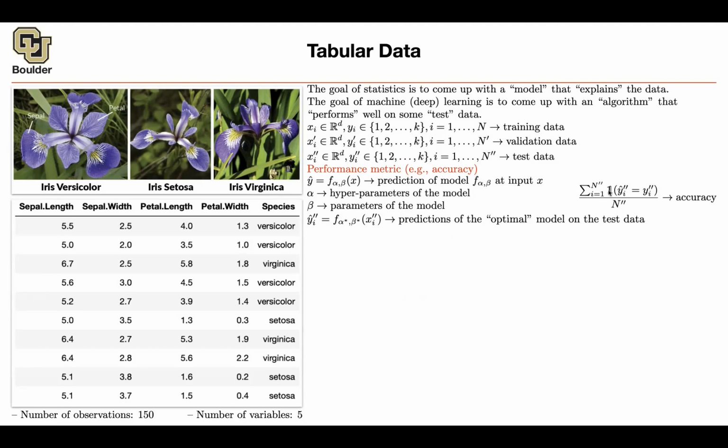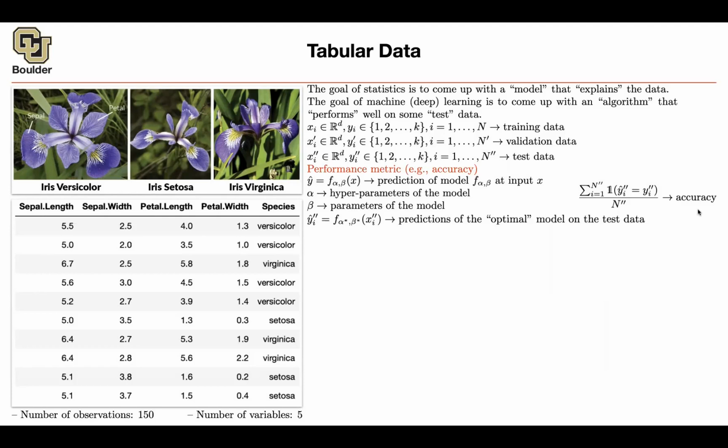You count, this summation here is going to count the number of times that the algorithm is correct, is making a correct prediction. When the prediction matches the ground truth, this function is going to be a 1. Otherwise, it's going to be a 0. As soon as you do a summation over your entire data, you're going to get the number of times that your algorithm is correct divided by the number of times that your algorithm is making a prediction on the test data. That ratio is going to give you the accuracy.